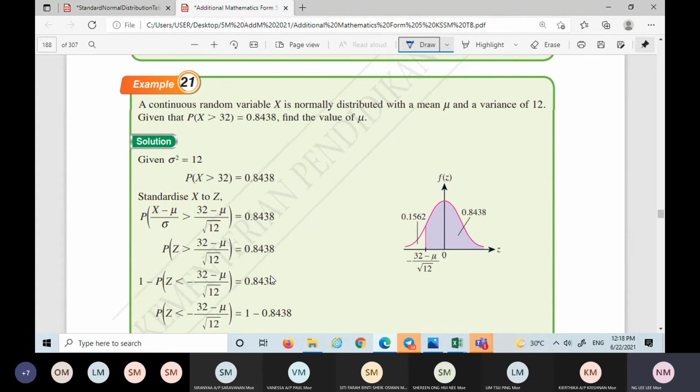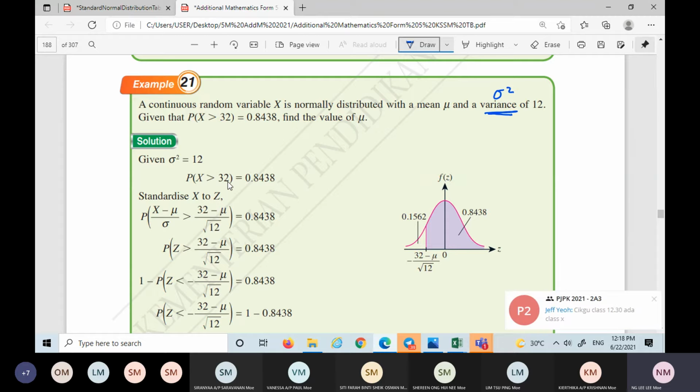Look at example 21. Continuous random variable X is normally distributed with a mean mu and a variance of 12. Pay attention here: variance means this is sigma squared. Always make mistakes with the variance and the standard deviation. You see here, square root, because here they want sigma, but they give sigma squared. So we start with this. Now they want you to find mu. Just now they wanted you to find the standard deviation.